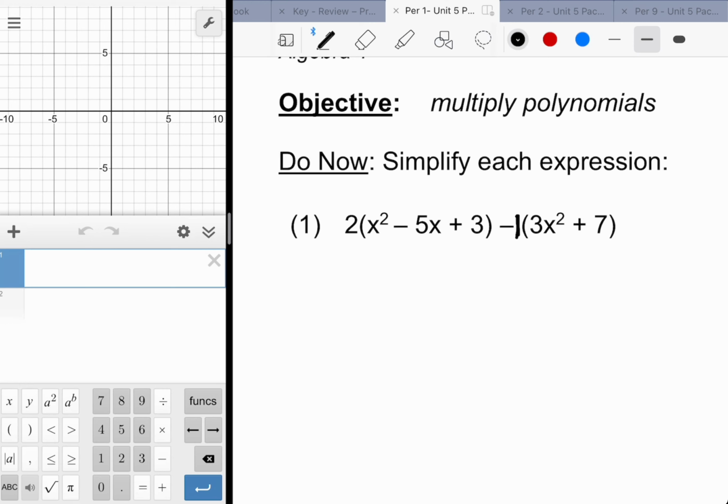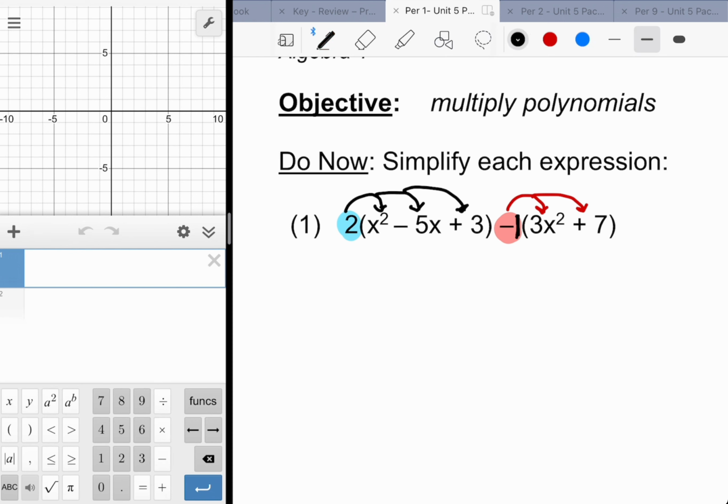All right, so I'm going to distribute through the 2 to each term in that first polynomial. All right. Then I'm going to distribute through the negative 1, sign goes with it, to each term in the second polynomial. All right, also known as a binomial. First one's a trinomial, 3-termed expression. The second one is a binomial, 2-termed expression. All right, this should all be familiar.